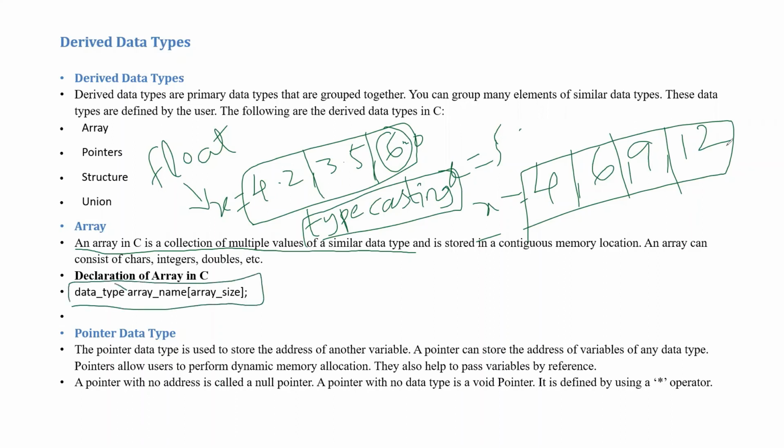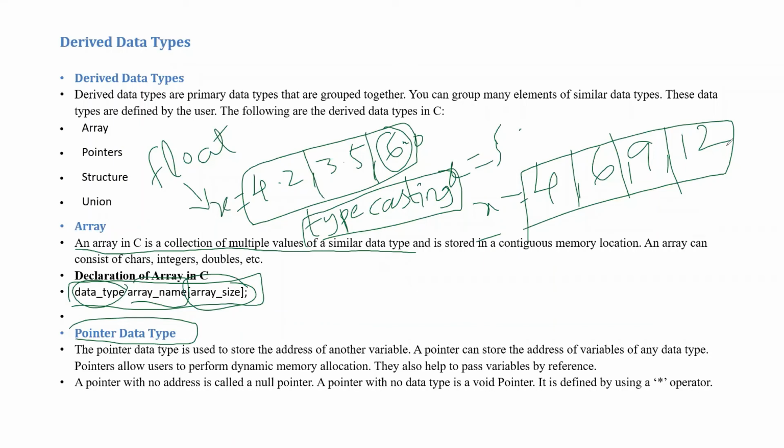And the declaration of an array will be like this: the data type, which type of array you are going to define, the name of the array, and the array size. What it means, we'll discuss at the time of discussing the topic arrays. Similarly, the pointer data type is there. It also comes under derived data types.